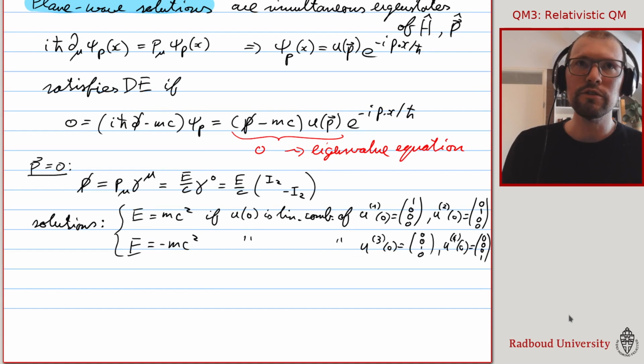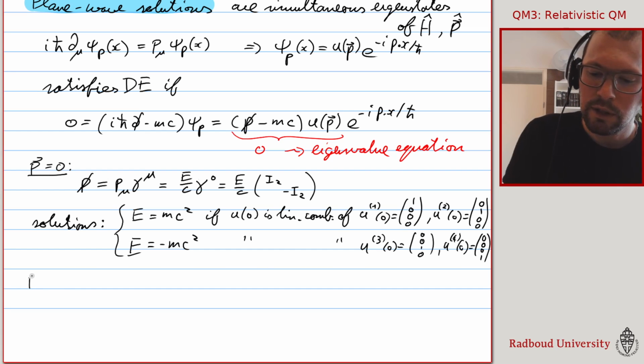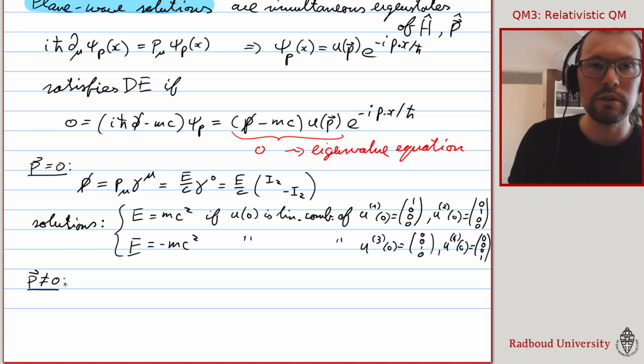So we see that at zero spatial momentum, we have the usual rest mass energy solutions, but we also have the negative rest mass solutions. So how about non-zero momentum?